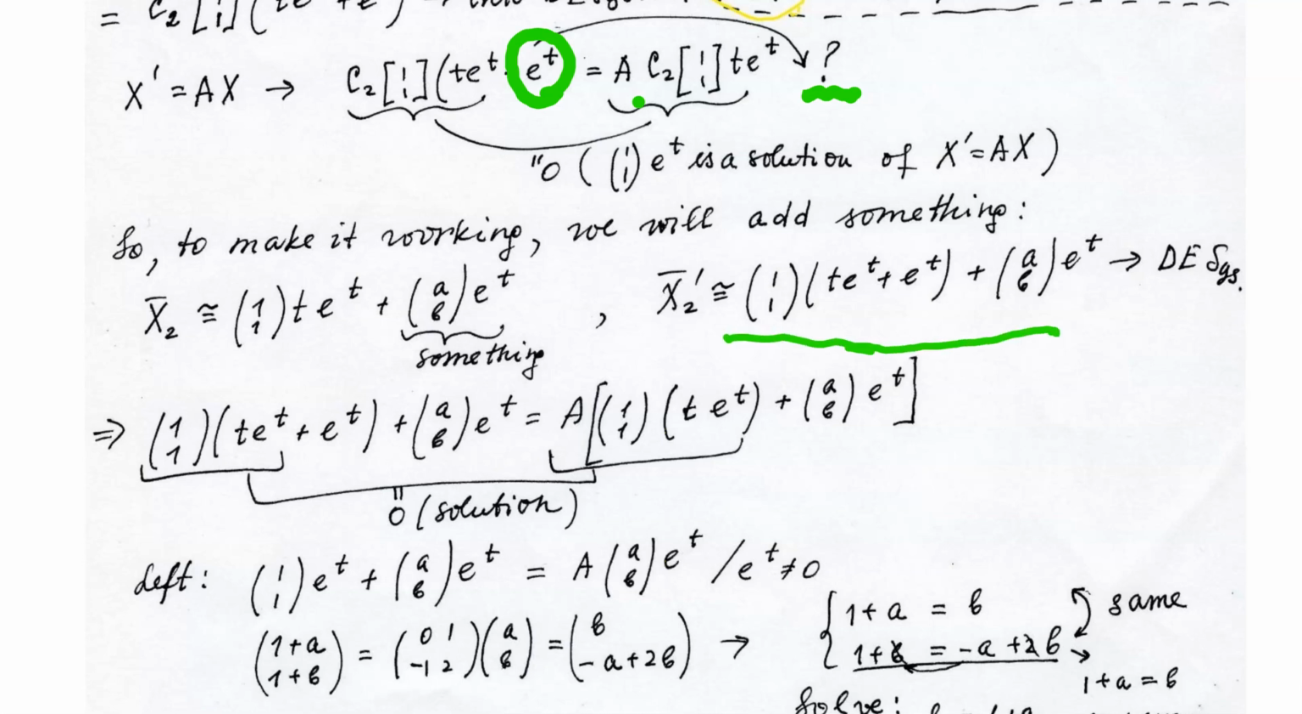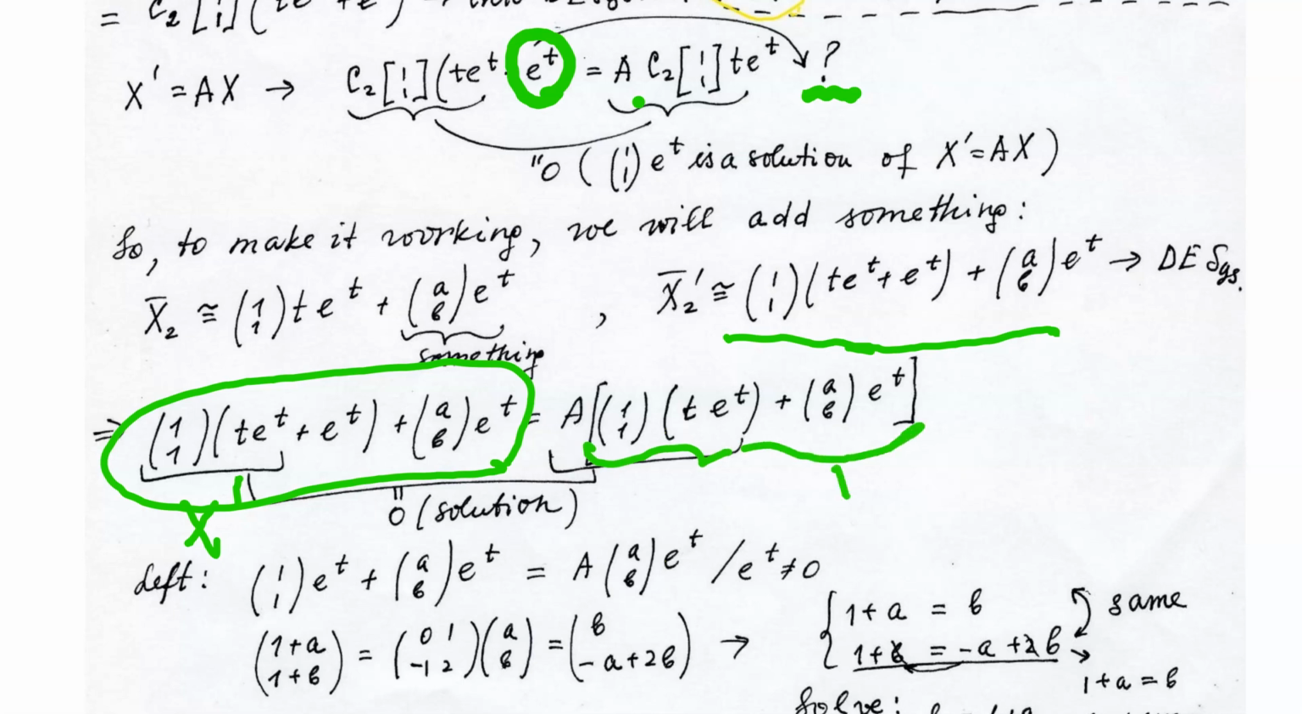So what is this? This is my x prime, right? And here we do have our matrix, and we do have x over here. It consists of the term which we produced by multiplying by t and this strange term which we add, which I called something.